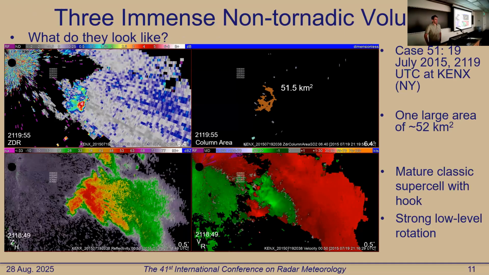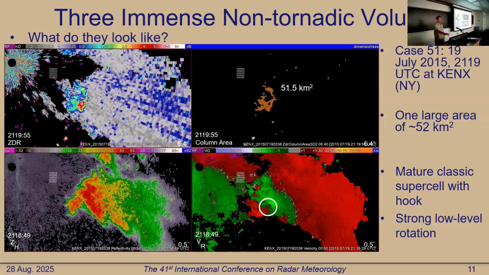So I said there were 3 examples of non-tornadic immense volumes. What do they look like? Well, they look like tornadic cases, actually. Here's one example. This one had a ZDR column of about 52 square kilometers, but it looks like a tornadic supercell, really. If you were a forecaster, you'd probably issue a warning for this. There's very strong low-level rotation. Very well-defined supercell. The other 2 look like this as well.